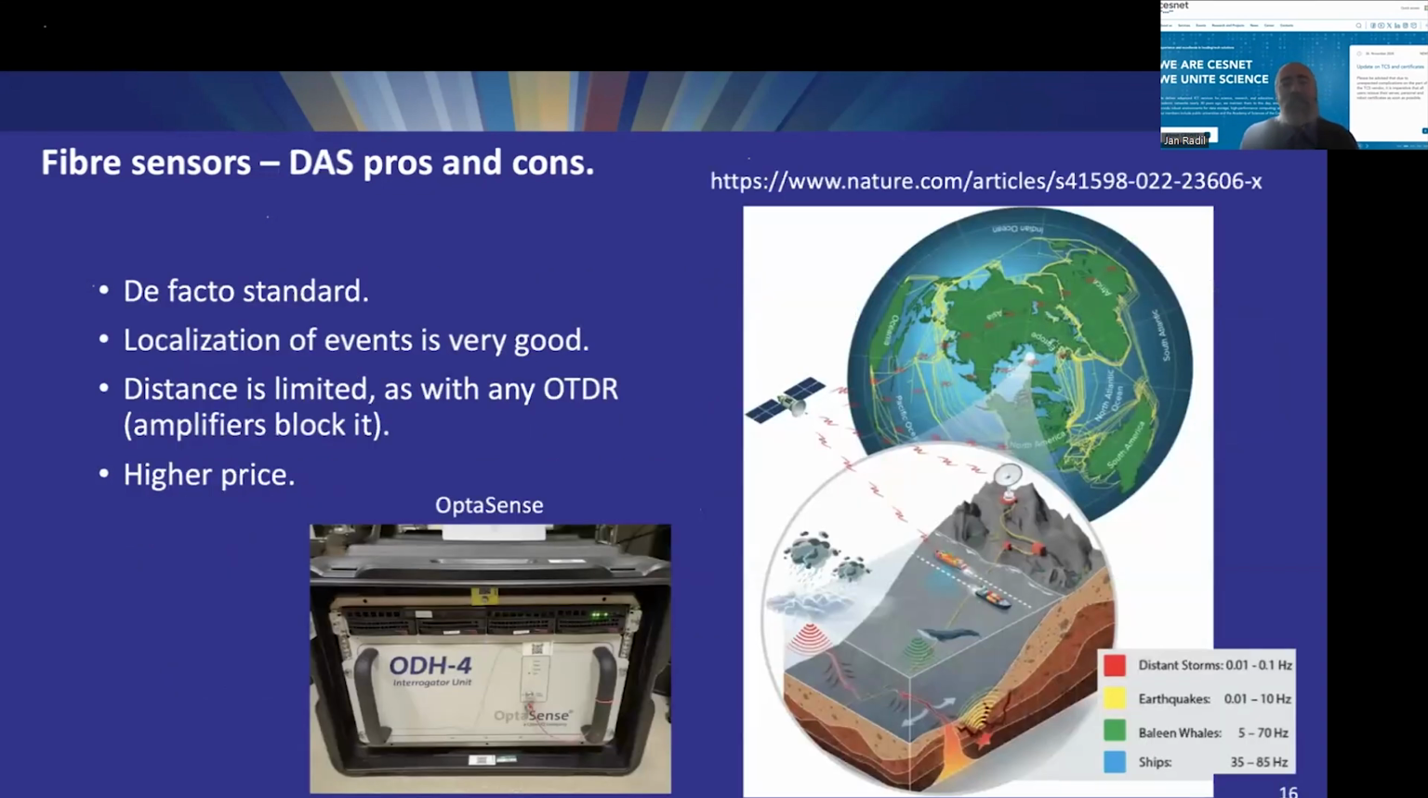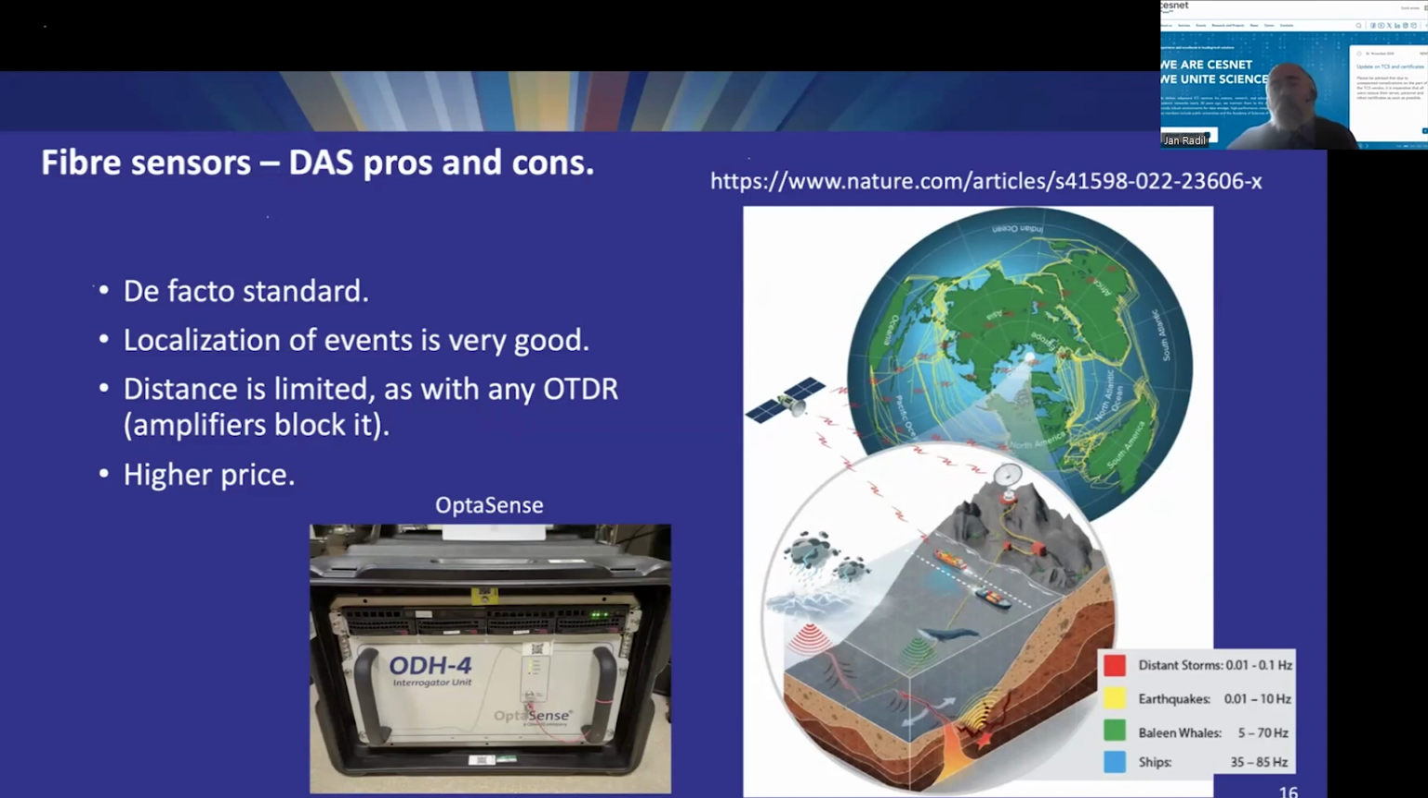Next, please. DAS. Distributed acoustic sensing is the de facto standard because localization of events is very, very good. On the other hand, distance is limited as with any OTDR because amplifiers will block it. Of course, you can find some special schemes, but normal DAS has limited distance, perhaps up to 100 kilometers or less. Of course, we have these high quality lasers, and therefore a slight disadvantage would be higher price.